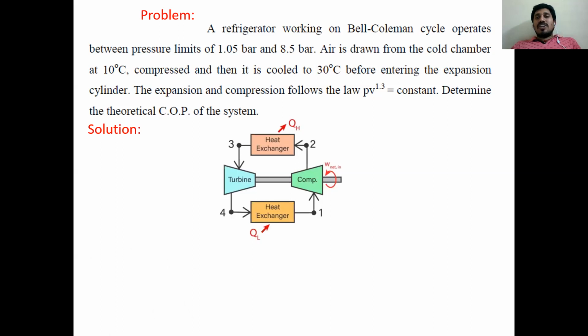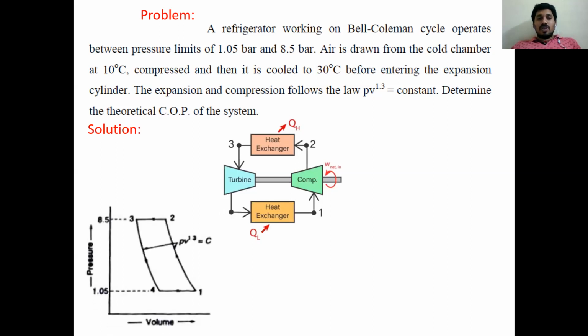Now, what is the PV diagram? In the PV diagram, 1-2 is a polytropic process. 2-3 is constant pressure heat rejection. 3-4 is polytropic expansion. 4-1 is constant pressure heat addition. They mentioned that the pressure limits are 1.05 bar and 8.5 bar. Two pressure limits in the cycle.